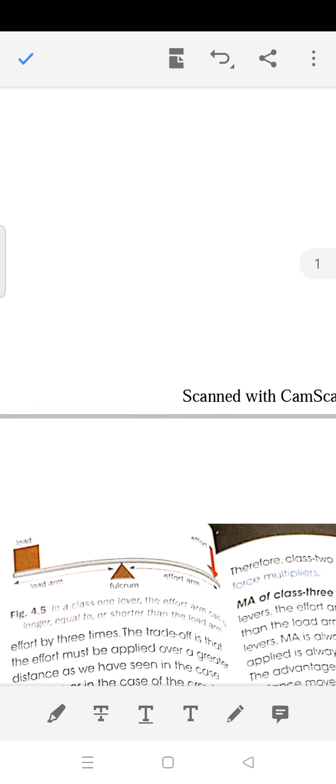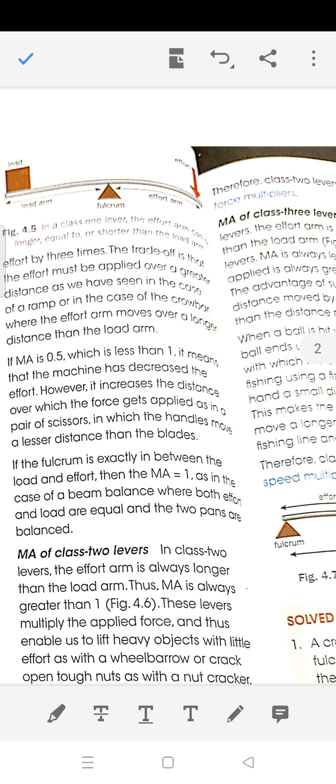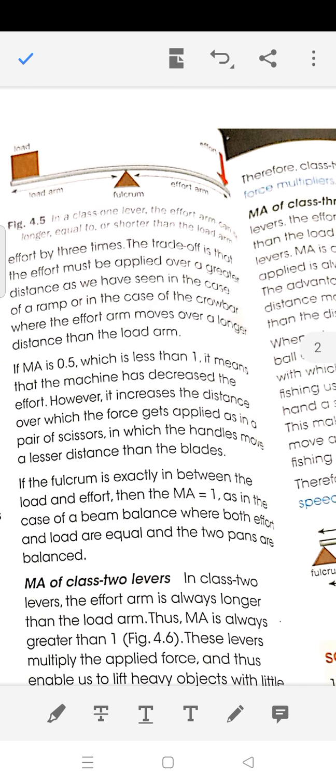Now, in the previous classes we have seen the three types of lever, the three classes of lever, and today we are going to see the mechanical advantage of these three classes of lever. Before that, let us try to understand a bit more on mechanical advantage.